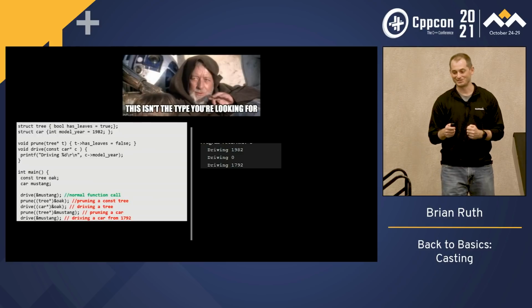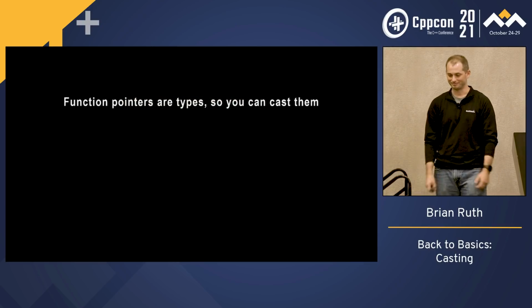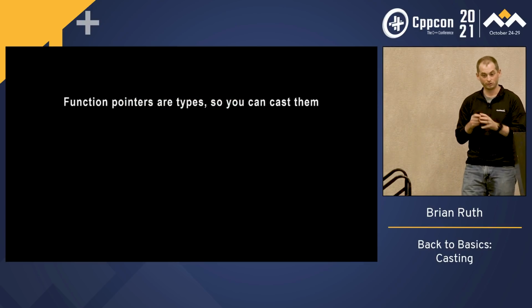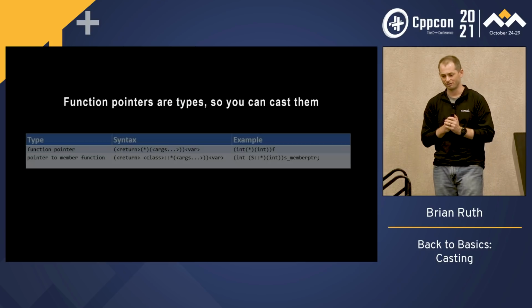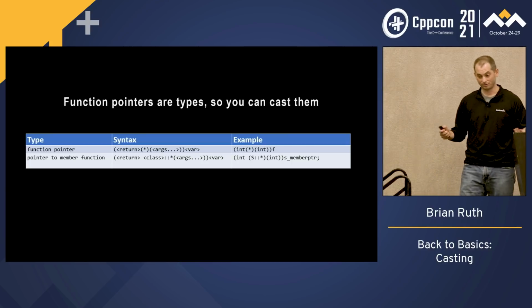So there's a lot of weird things you can do, and none of this code generates warnings if you run it. Kind of an aside here, function pointers are types, so you can cast them. They have a very weird syntax for doing these casts, but it allows you to do things like this.